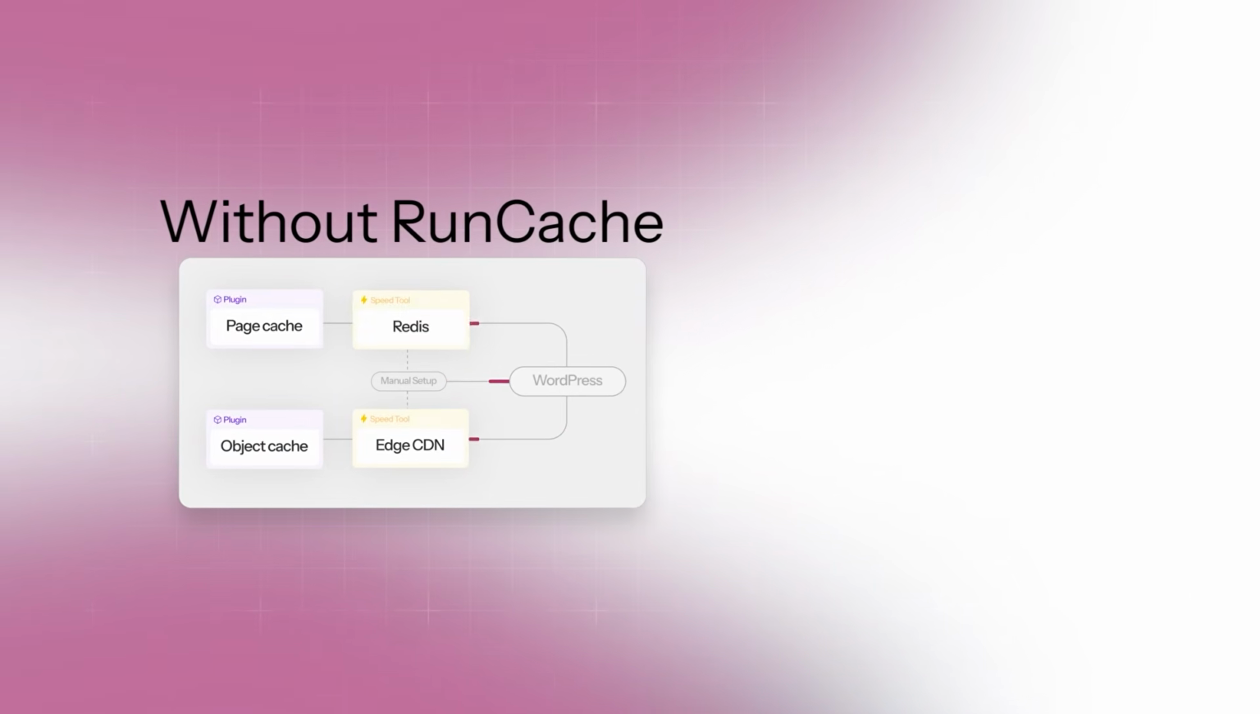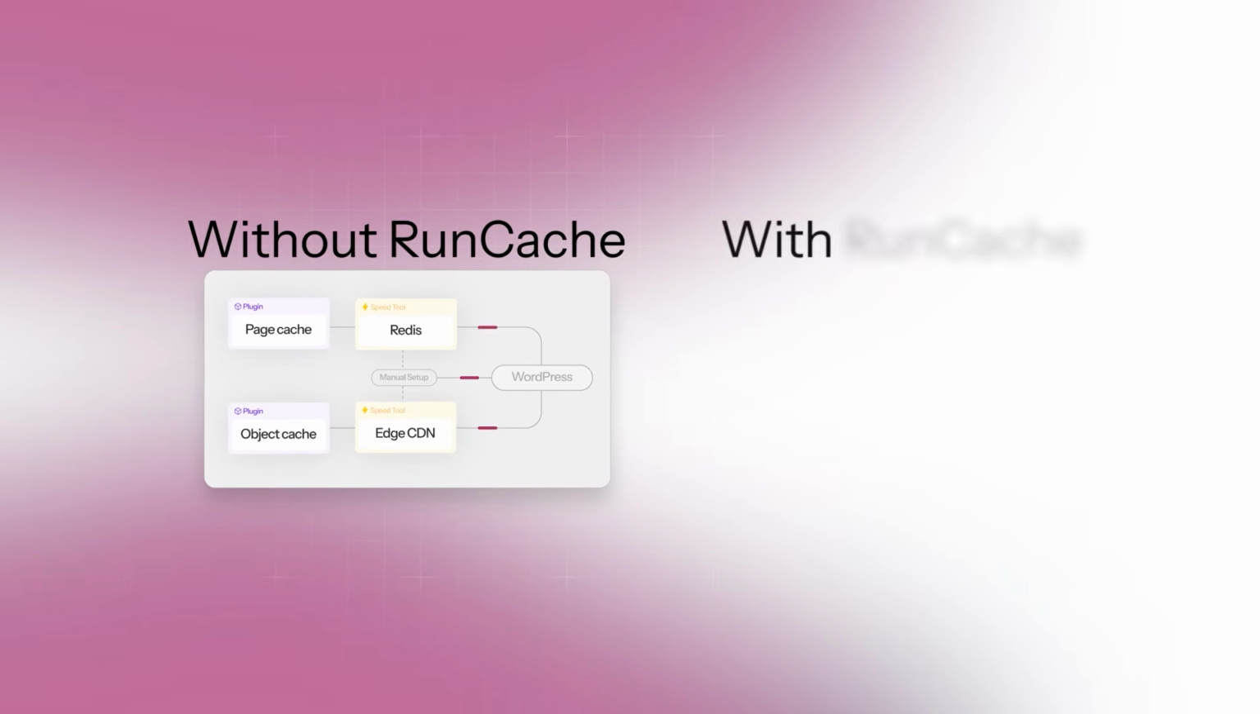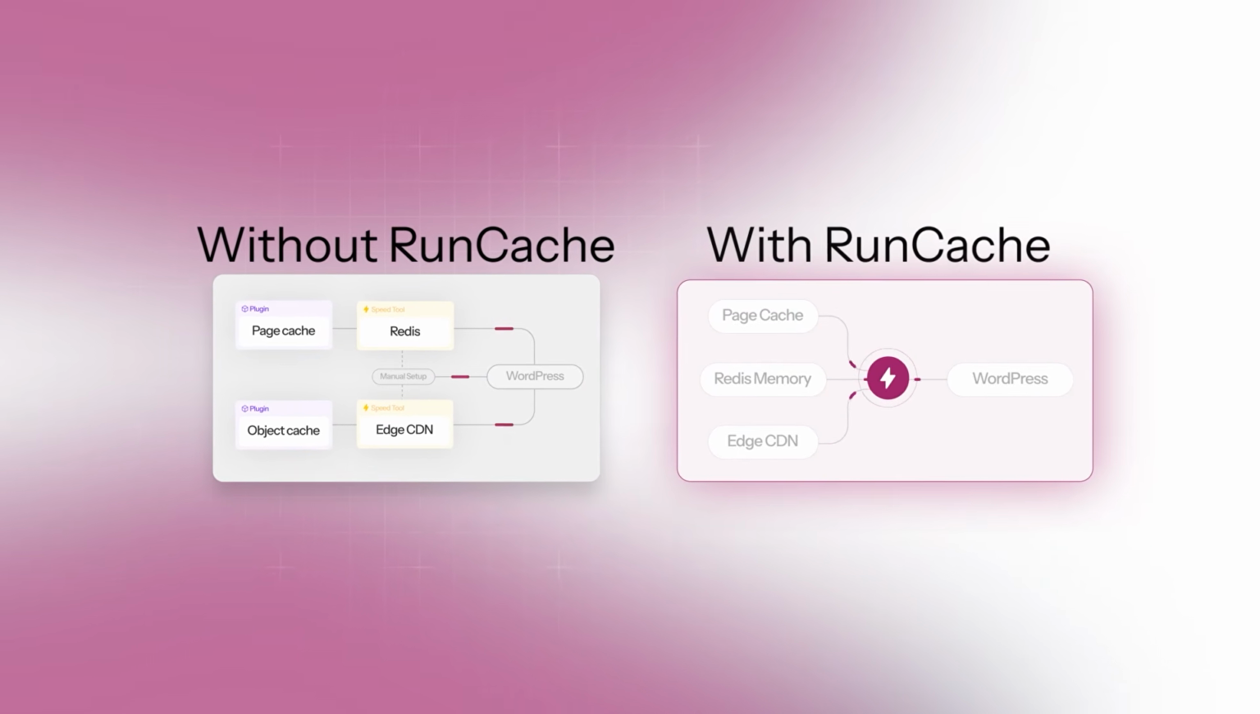RunCache is a WordPress plugin that combines full-page, object, and edge caching into a single solution. If you've been running WordPress at any kind of scale, you already know the problem. You're duct taping 3 separate plugins together just to get solid caching coverage. RunCache replaces all of that, and it automatically configures based on your server setup. NGINX servers get the right NGINX settings, and LiteSpeed servers get LiteSpeed cache options.